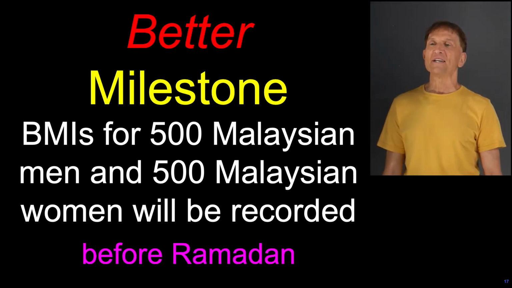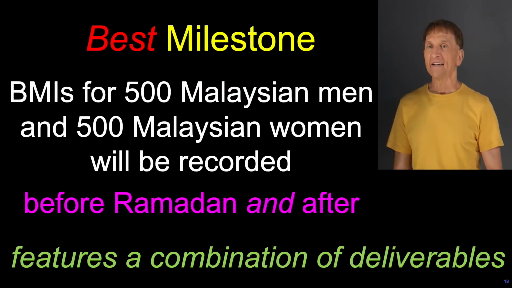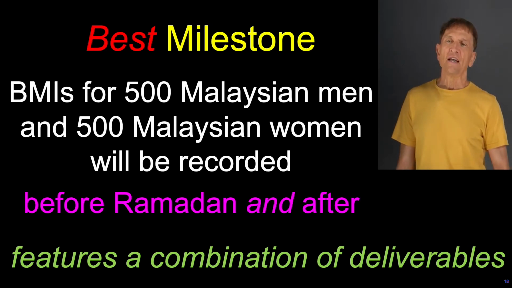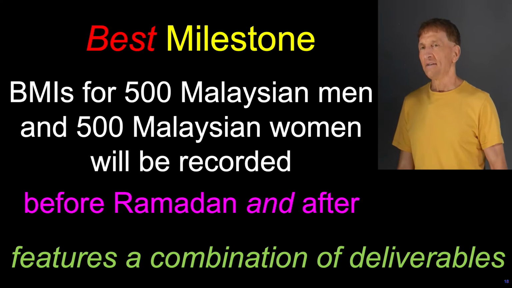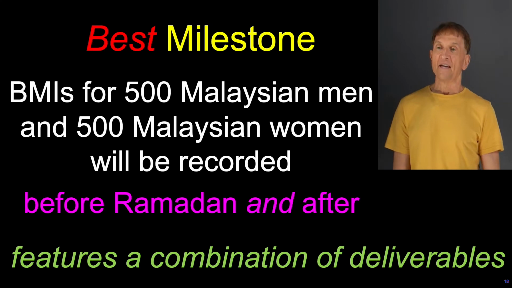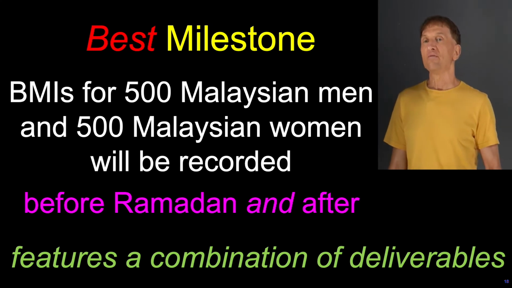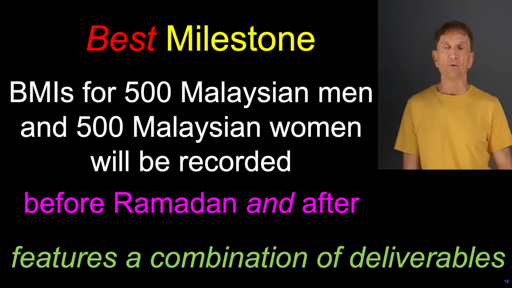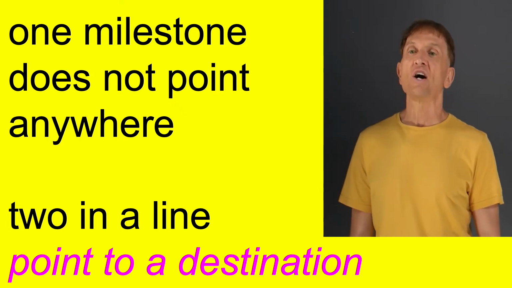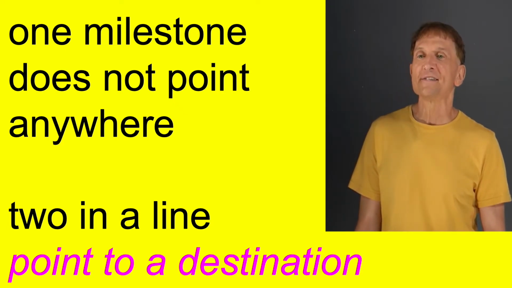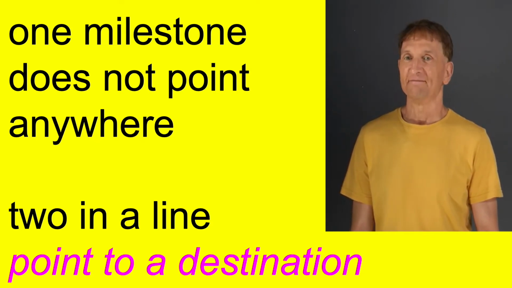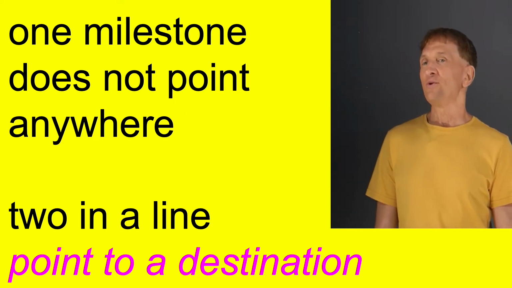And how about if we combine 2 in 1? Before Ramadan and after. Now you see the point. We're considering how Malay men and how Malay women change their BMIs during Ramadan when they're fasting. You can see where we're going. A combination of milestones or a combination of deliverables point in a direction. Just like 2 data points, you can draw a line through them. You can't draw a line realistically through 1 data point and have it point anywhere. It could point everywhere. 2 milestones point to a destination.